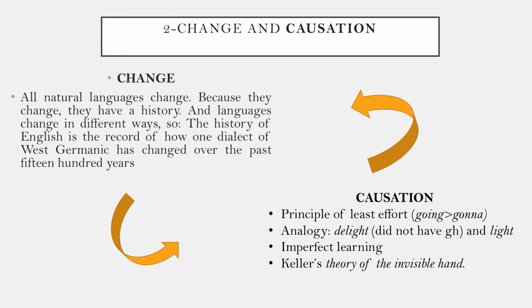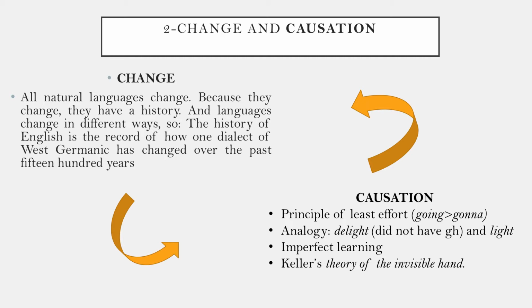The second section of the talk is about introducing you to the idea of why languages change. This question has not a clear and definitive answer, and all we can do is to observe and try to understand the processes involved. We all know that natural languages change, and because they change, they have a history. And languages change in different ways. So we can say that the history of English is the record of how one dialect of West Germanic has changed over the past 1500 years.